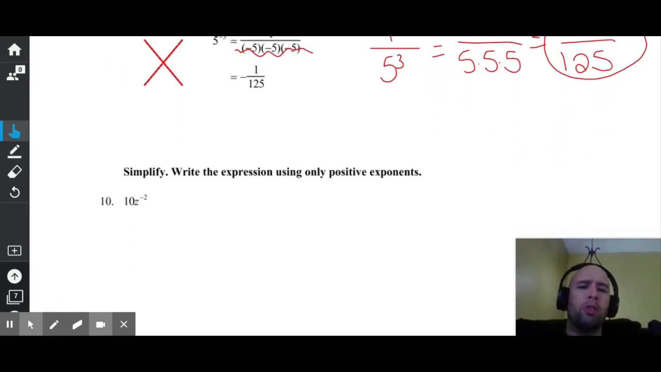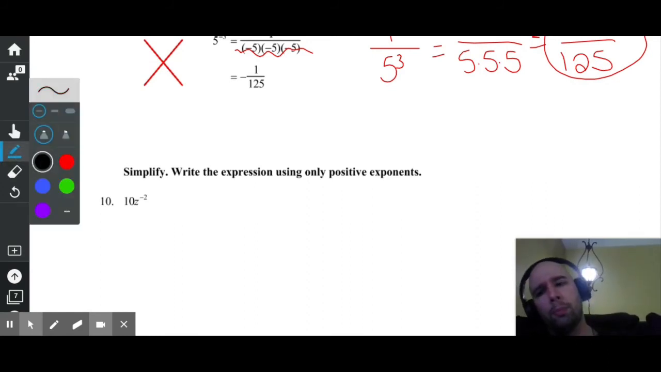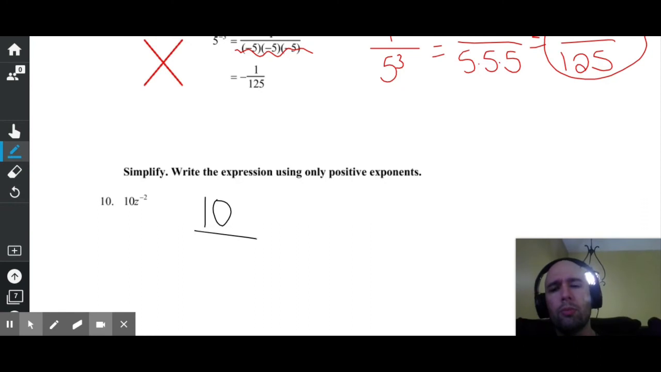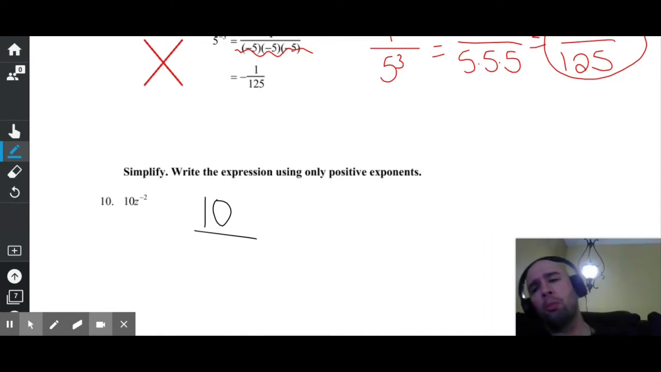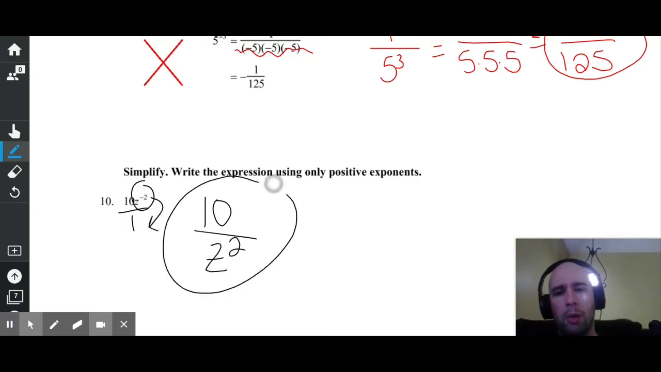Simplify, write the expression using only positive exponents. All right. 10 is 10. Z is taken to the negative power. Well, negative exponents means I move it to the other side of the fraction bar. And you might say, what fraction bar? Let's make one. So z to the negative 2 moves to the bottom and becomes z to the positive 2. And that's my answer.